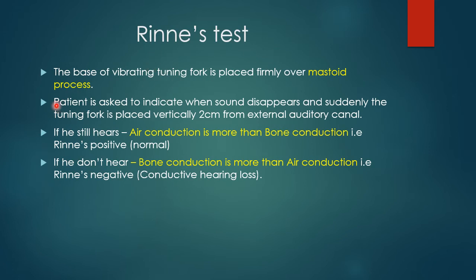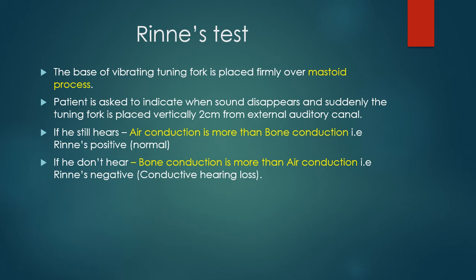Rinne's test. The base of the vibrating tuning fork is placed firmly over the mastoid process. Patient is asked to indicate when the sound disappears and suddenly the tuning fork is placed vertically 2 cm from external auditory canal. If he still hears, air conduction is more than bone conduction, that is Rinne's positive, seen in normal people. If he doesn't hear, bone conduction is more than air conduction, that is Rinne's negative, conduction hearing loss is present.